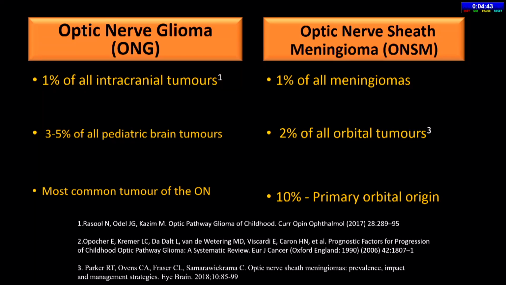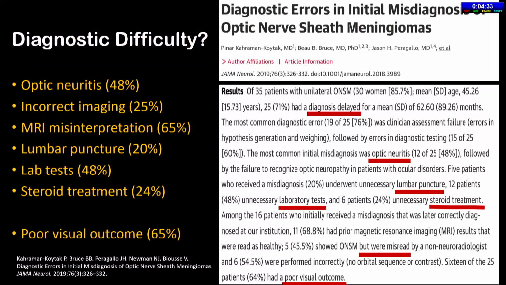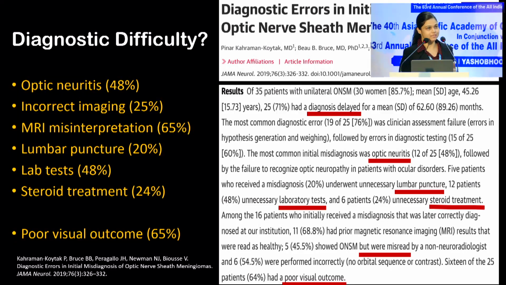Optic nerve gliomas comprise 1% of all the intracranial tumors, whereas meningiomas are the second most common after optic nerve gliomas. So now, why is it considered a diagnostic difficulty? The first reason being the rarity of the disease, and the second, usually getting misdiagnosed, most commonly as optic neuritis, thereby leading to all the problems as listed on your screen.